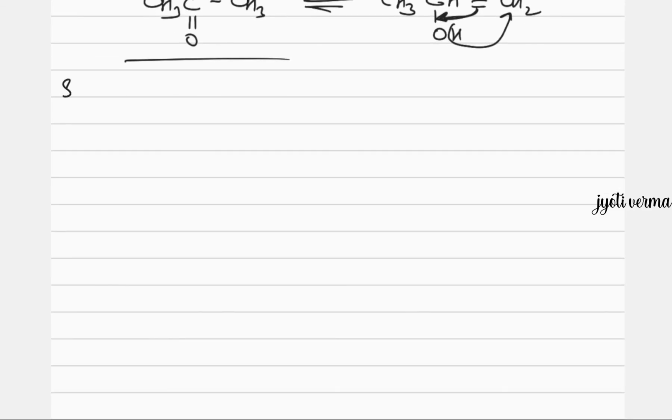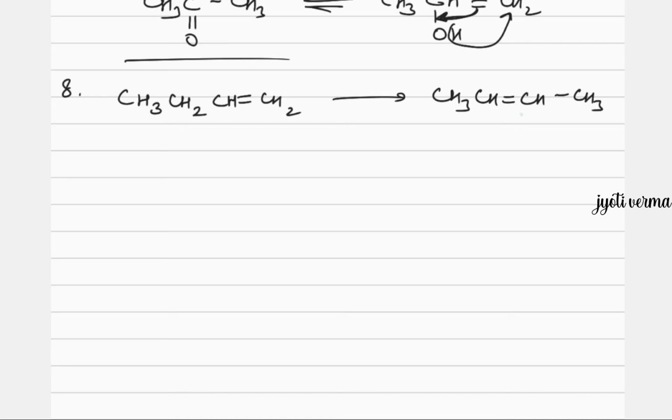Number 7 done. Now doing number 8, 8th part: but-1-ene to but-2-ene. But-1-ene is CH3CH2CH double bond CH2. This should be converted to but-2-ene, that is CH3CH double bond CHCH3. But-2-ene, right? How can we do it? But-1-ene to be converted to but-2-ene. How can we do it?